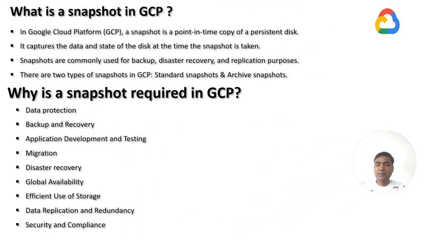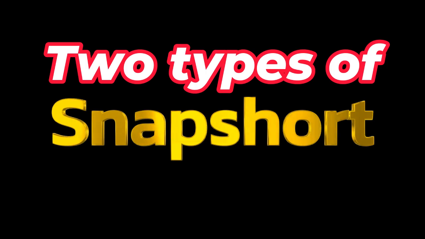Guys, as you can see here, what is a snapshot in Google Cloud Platform? In Google Cloud Platform, a snapshot is a point in time copy of contents of a persistent disk. It captures the entire state of a disk, including the operating system, application, and data. Snapshot can be used to backup data, create new disk, or restore data to a previous state.